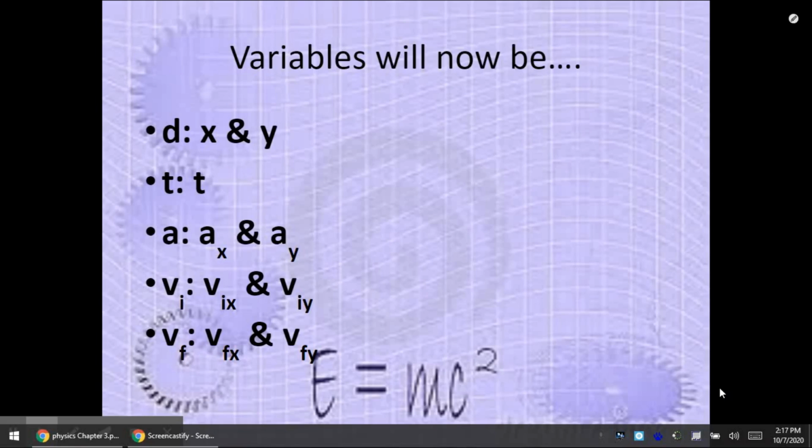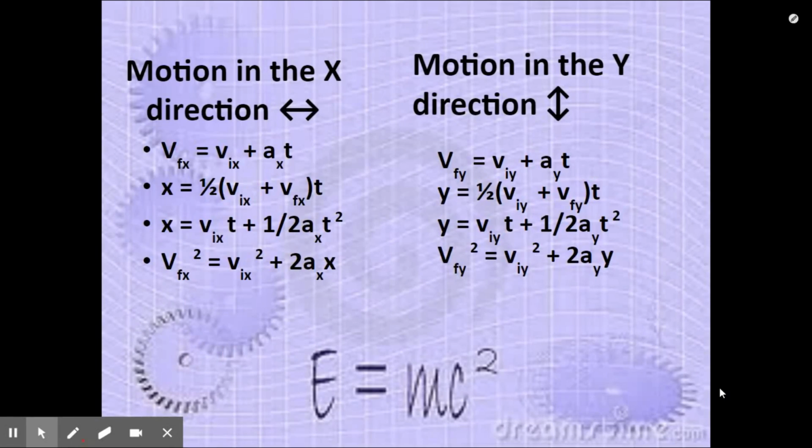Acceleration, we're going to use a sub x and a sub y, depending on which direction we're talking about. And the same thing for our Vi and Vf. Now they're going to have Vix and Viy, and Vfx and Vfy. So if you're a person that needs to see those equations in terms of x and y, you can copy these down, rewrite them, pause the video. Or if you can just use your old ones and just remember this can be used for x, this can be used for y, you may not have to copy them down. But again, they're the exact same.